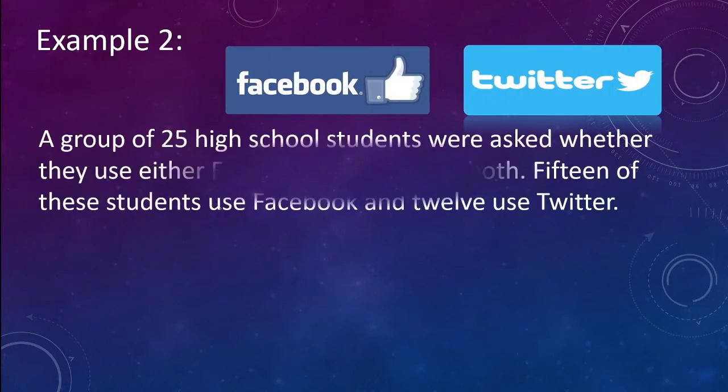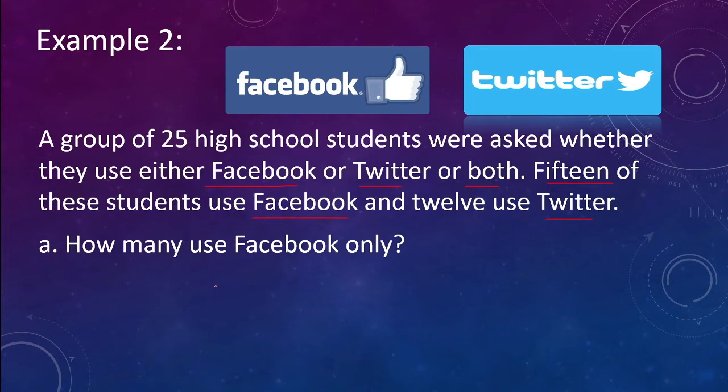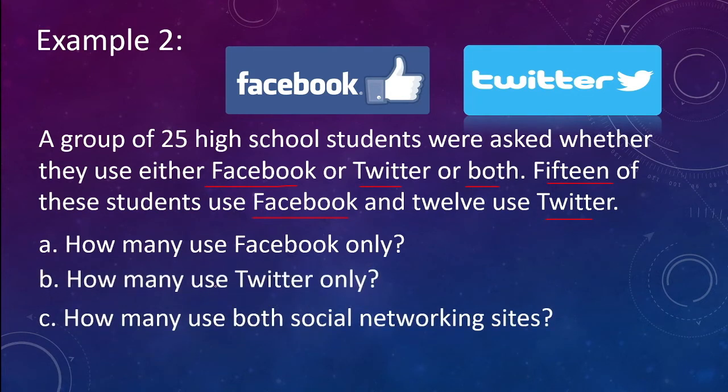Example number 2. A group of 25 high school students were asked whether they use either Facebook or Twitter or both. 15 of the students use Facebook. 12 use Twitter. So the question, how many use Facebook only? How many use Twitter only? So that means in letter A, how many use Facebook only? So these are the students who use Facebook but not Twitter. Question letter B, how many use Twitter only? So that means these are the students who use Twitter but not Facebook. Letter C, how many use both social networking sites? So how many students use both Twitter and Facebook?